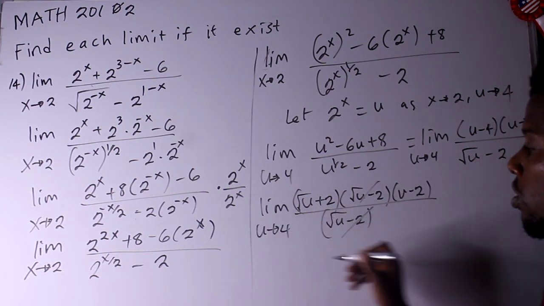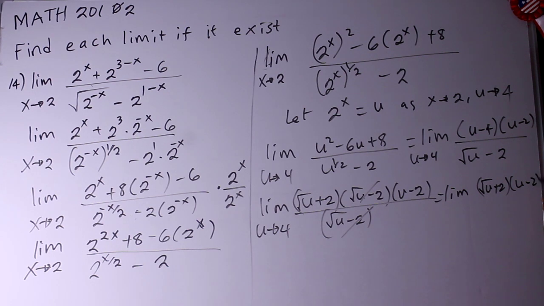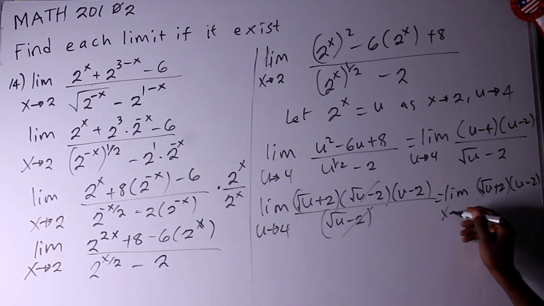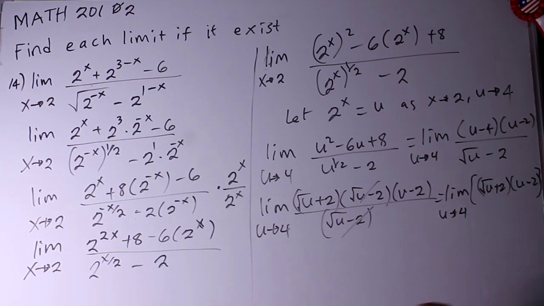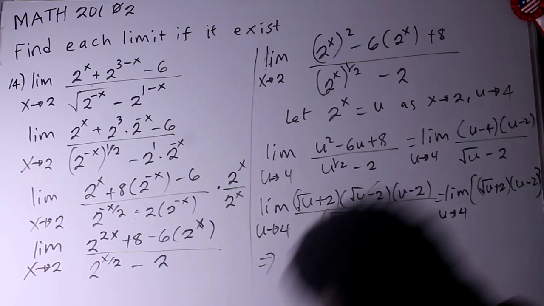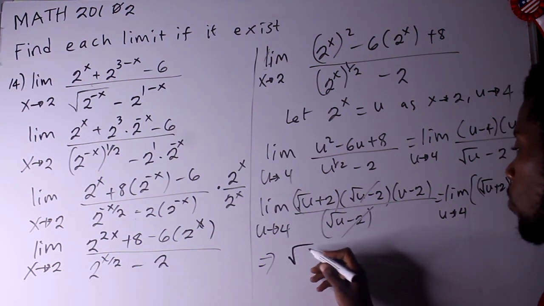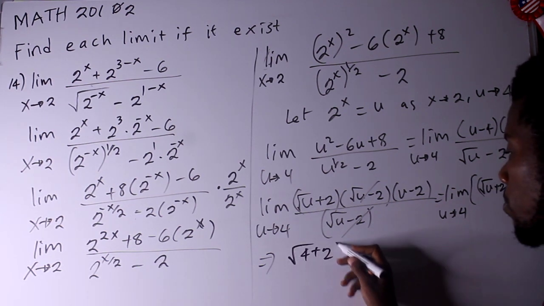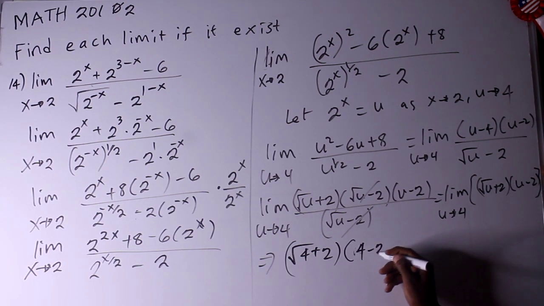As u approaches 4, you have the limit of the square root of u plus 2 times u minus 2 over 1. So there we'll do direct substitution. We have the root of 4 plus 2 multiplied by 4 minus 2.